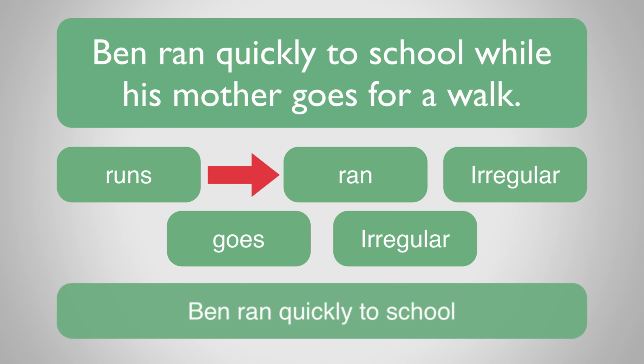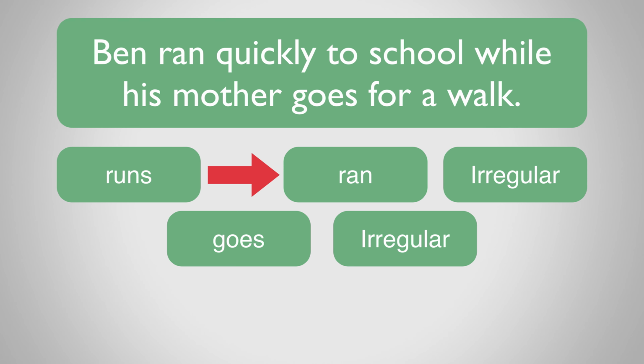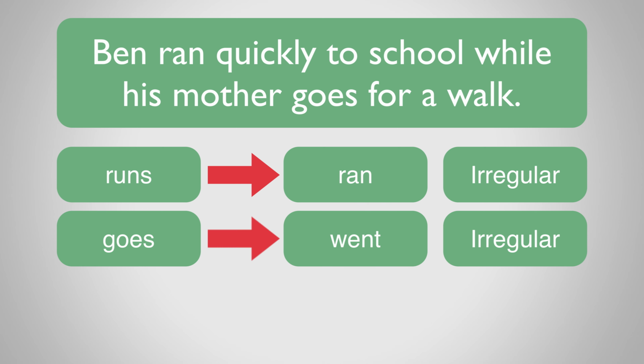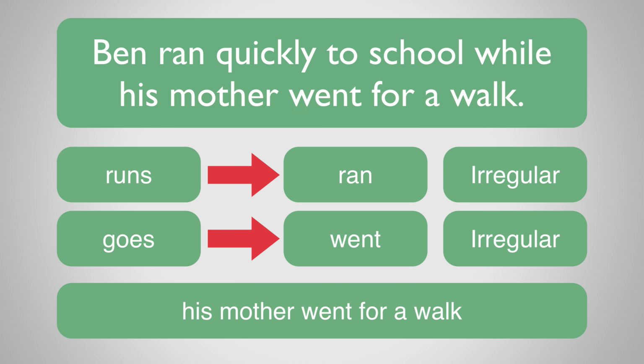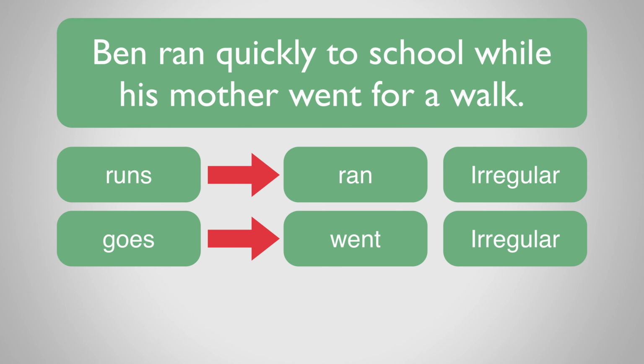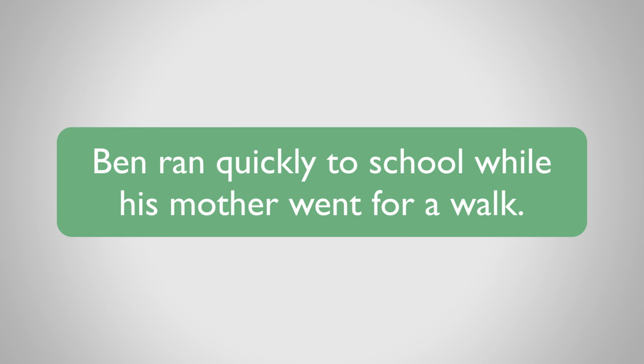Now let's change the second verb, goes. The past tense of the verb to go is went, so let's change it to went. This gives us, his mother went for a walk. Well, that sounds perfect. Let's just read the whole sentence to double check it still makes sense. Ben ran quickly to school while his mother went for a walk. Perfect.